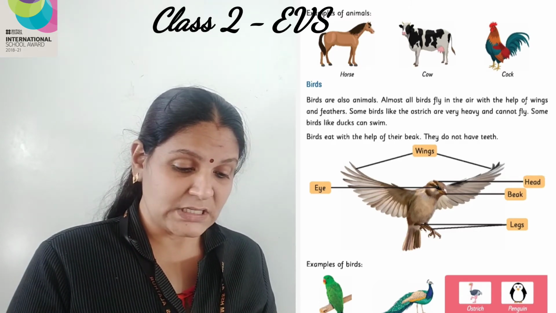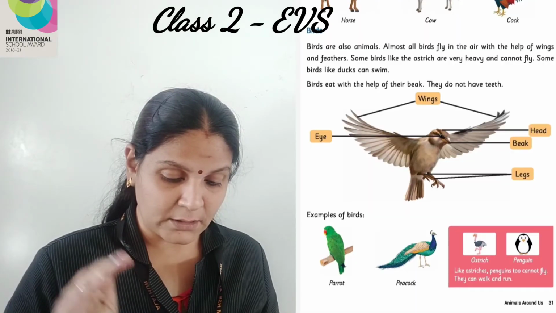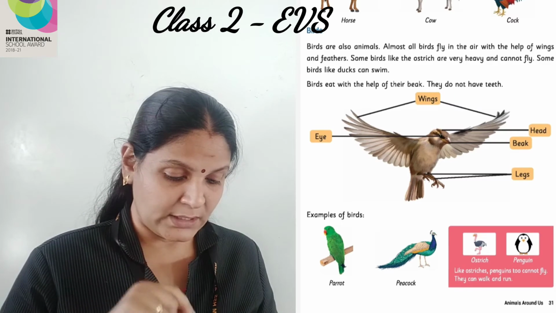And now you can see the picture of the bird, and what are the parts? You can see the eyes, you can see the legs, wings കാണാൻ പറ്റും, beak അല്ലേ, അതിൻ്റെ കൊക്ക്, beak കാണാൻ പറ്റും, പിന്നെ head. So these are the main parts of the bird. And what are the examples of bird they have given? Parrot and peacock.